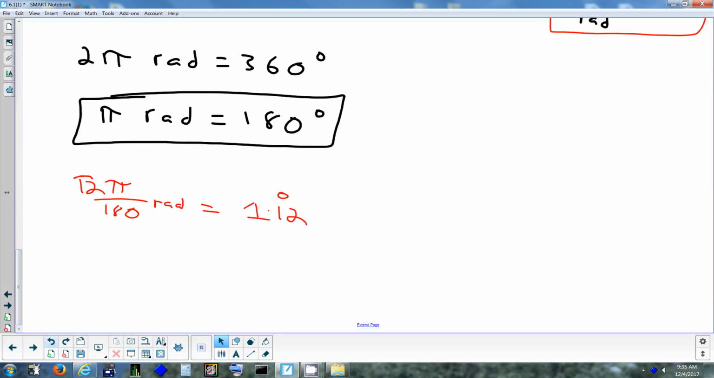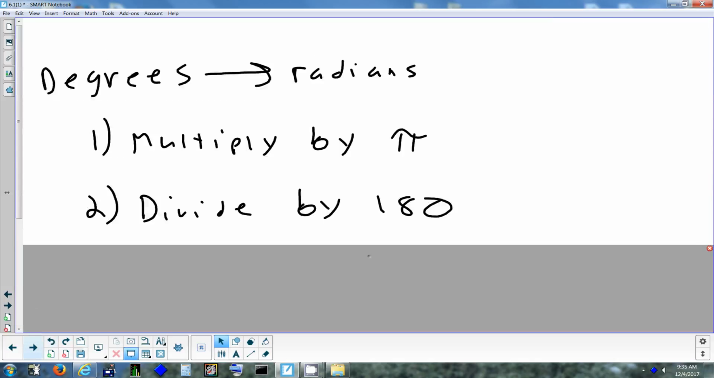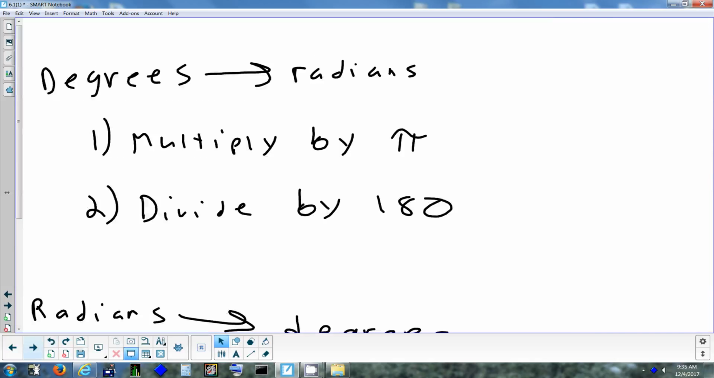You basically take whatever you want to convert, and that's the key right there. You multiply by pi and divide by 180. That's the 2 steps to convert from degrees to radians. Multiply what you want to convert by pi, divide it by 180. We'll figure out the other way in a second. Multiply by pi, divide by 180.